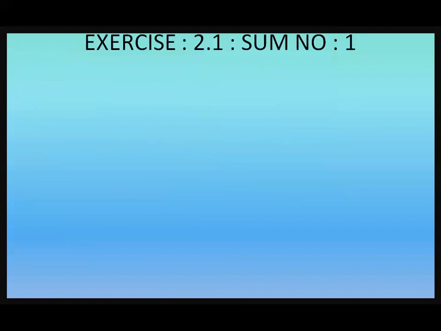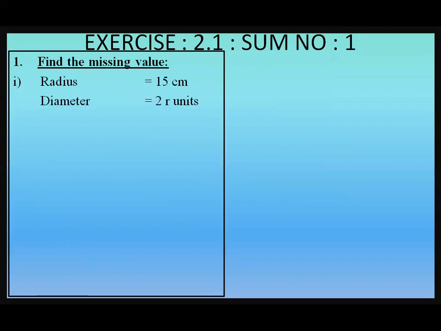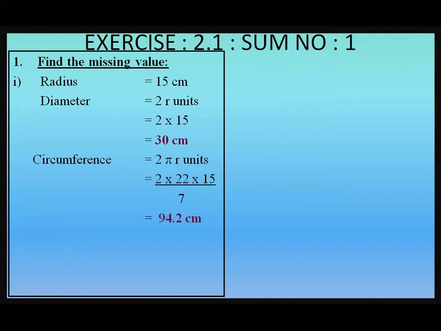So let's move into the sums in this exercise. First we have to find the missing value. We have the radius and the diameter we are asked to find. Radius is 15 centimeters. Diameter is twice the radius, so 2 into 15 is 30 centimeters. Now let's find the circumference using the formula 2 pi r. So 2 into 22 by 7 into 15, you get 94.2 centimeters.